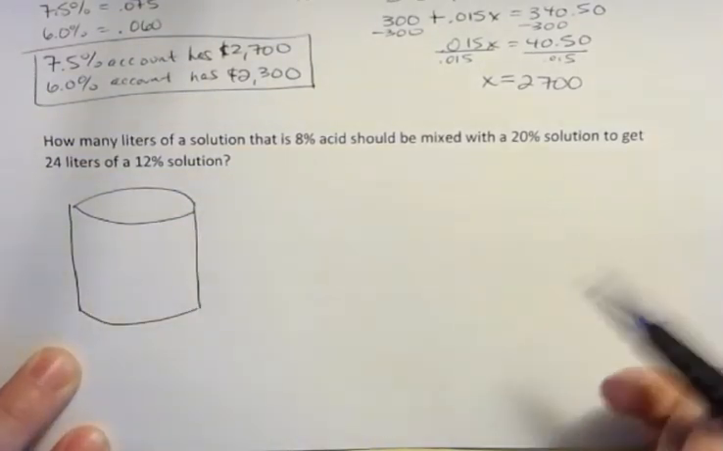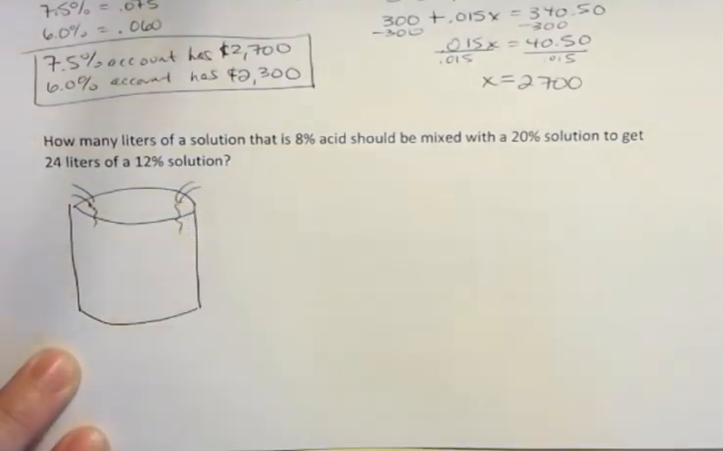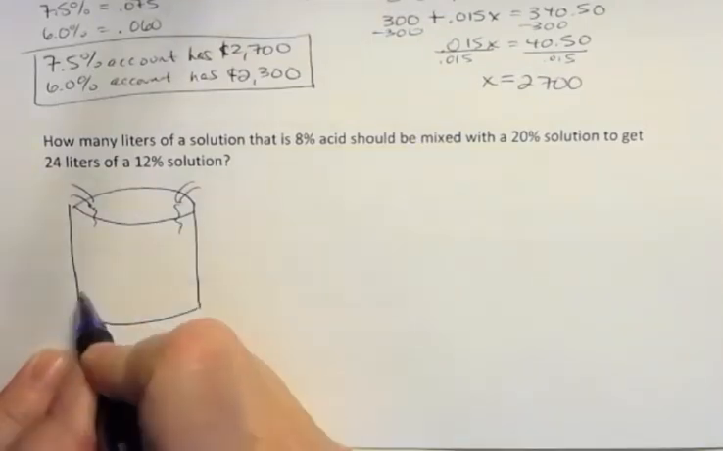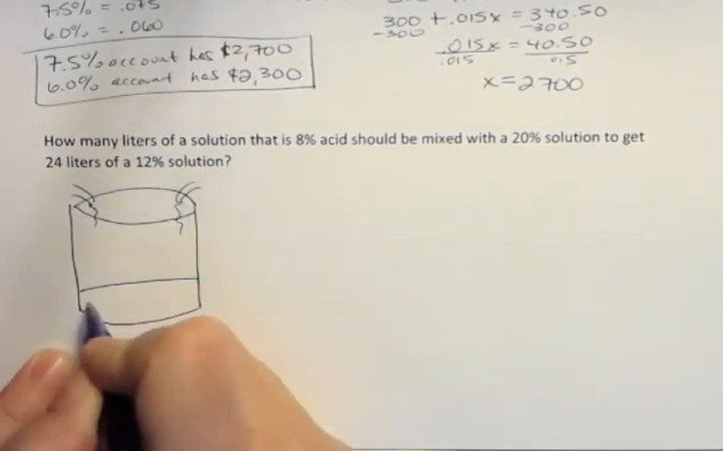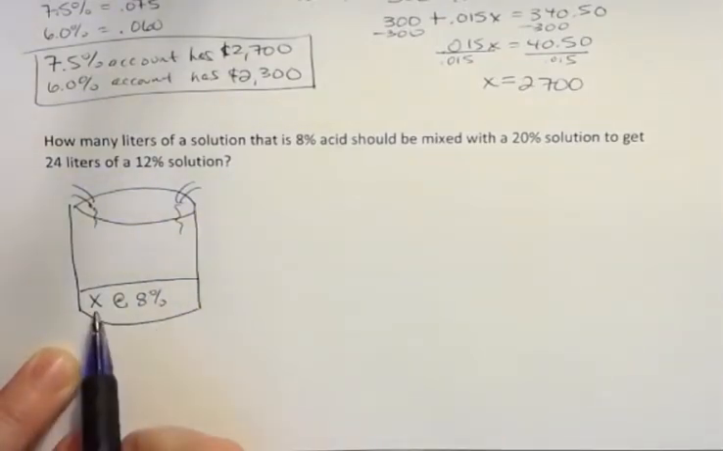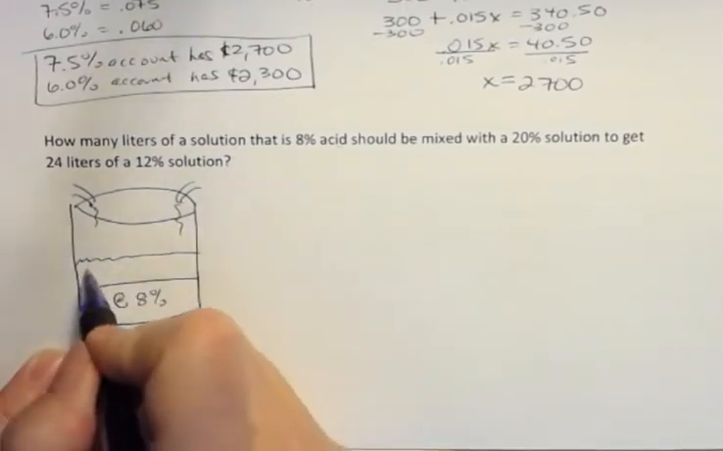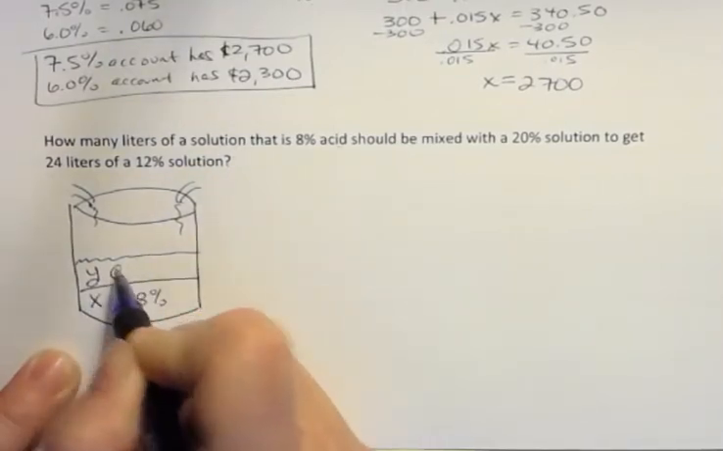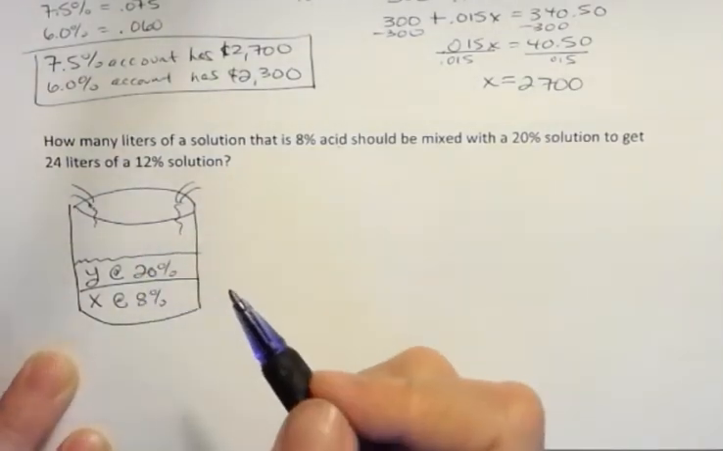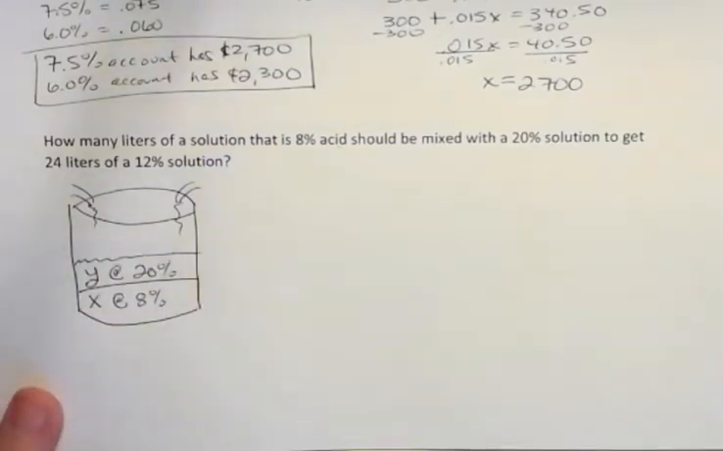But I have a big vat, and I'm mixing two different solutions into it. So I have two different sources coming in. I'm going to call the 8% mixture x, and I'm going to define that as x at 8%. I have x number of liters at 8%. And then I'm going to put in more liquid, and I'm going to say I have y liters at what percent? Well, at 20%, because I'm adding in a more acidic solution. So I'm going to increase the acidity by going from 8% up to 20%.